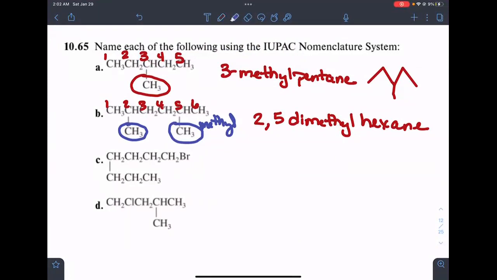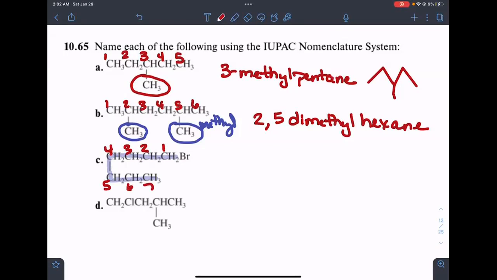All of this is one continuous carbon chain. So what I'm going to do is, I know bromine is a substituent. So I'm going to give this carbon 1, 2, 3, 4, I'm not picking up my pen, 5, 6, 7. That's one continuous chain.